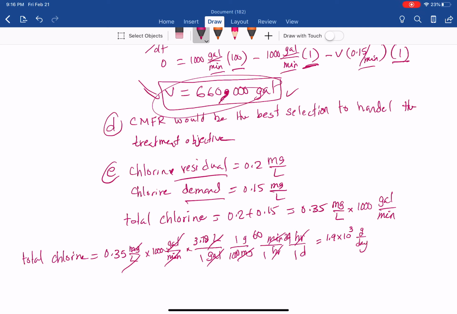Okay, so this is how much gram. Yani, it's good to do it in kilogram. I don't know why the book is asking for grams, but it should be 1.9 kilogram per day is enough of a chlorine to disinfect the water, to maintain chlorine demand and chlorine residual.